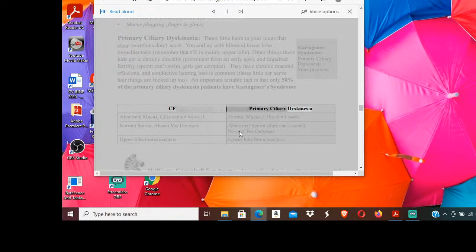CF: abnormal mucus, cilia can move it, normal sperm, absent vas deferens, upper lobe bronchiectasis. Primary ciliary dyskinesia: normal mucus, cilia don't work, abnormal sperm, they can't swim, normal vas deferens, lower lobe bronchiectasis.